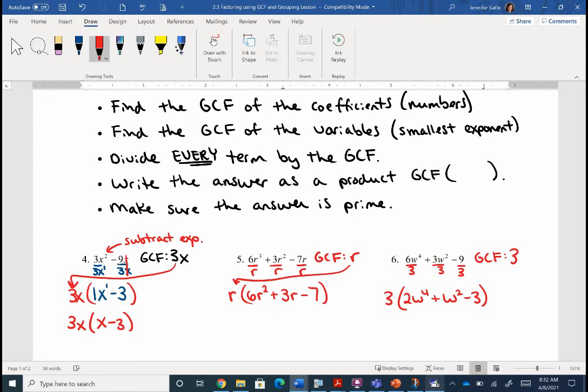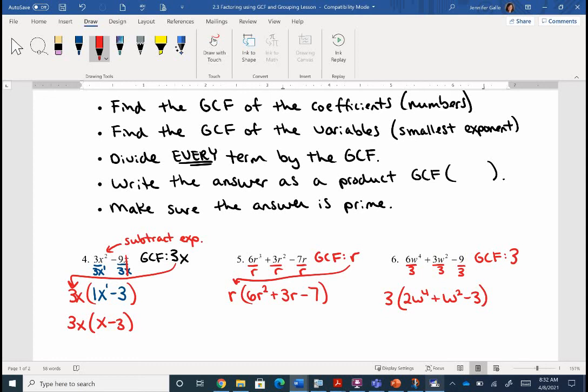On my number 6, I look inside the parentheses. I have a 2, a 1, and a 3. They only have a 1 in common. That doesn't do me any good. And then a w to the 4th, a w squared, and I don't have a w on the last term. I've taken out everything common. It's prime. So you need to make sure when you have your final answer that you truly have gotten the greatest common factor, that you don't have anything left in common.